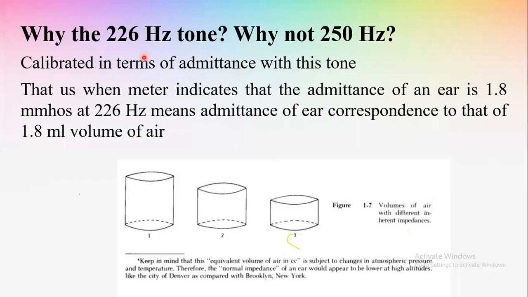Whereas if, instead of the low frequency, you use a high frequency probe tone, it gives a clear idea. Even for ossicular chain dysfunction or otosclerosis, instead of 226 hertz, a higher frequency probe tone might give a better idea about the condition or the disease. We'll be discussing that point again.